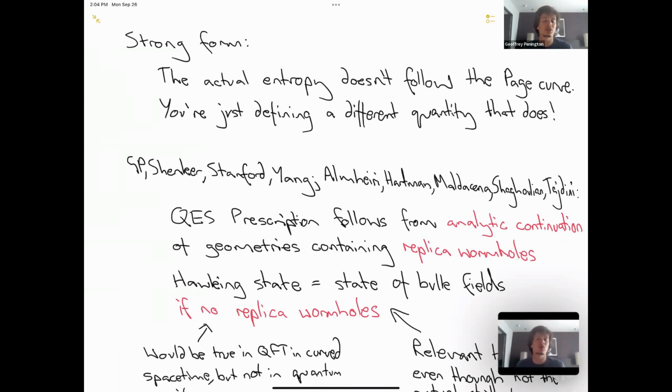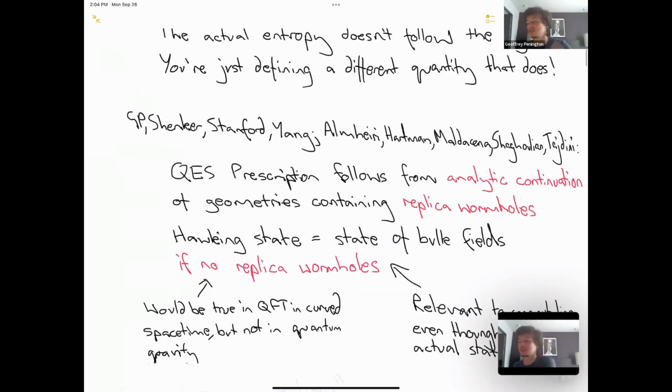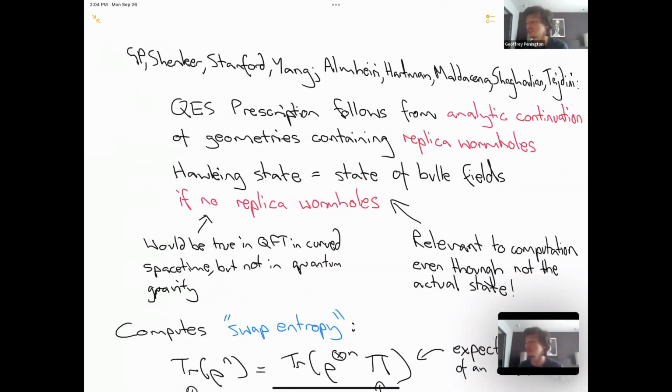The only role of the Hawking state in that calculation is that when you do the analytic continuation, you end up with something that almost looks like there are no replica wormholes. The Hawking state is the state the bulk fields would be in if there were no replica wormholes, but actually there are. So the Hawking state is just a mathematical tool that's relevant to the computation, but it's not actually the relevant state being described. You're not getting the same answer you would have had with the Hawking state because there are these replica wormholes.